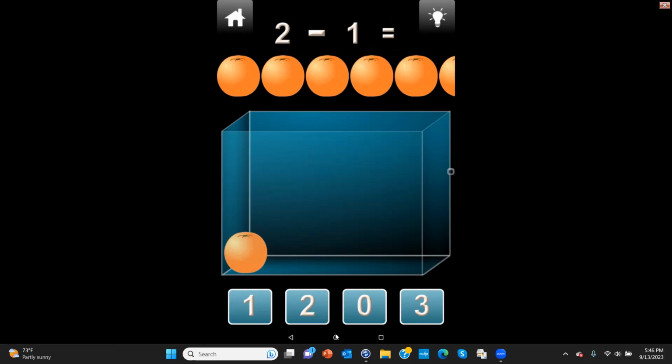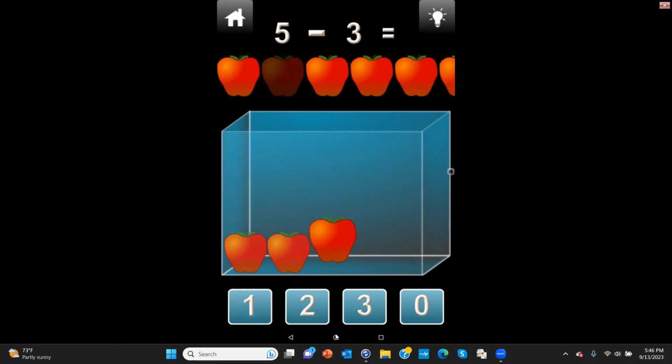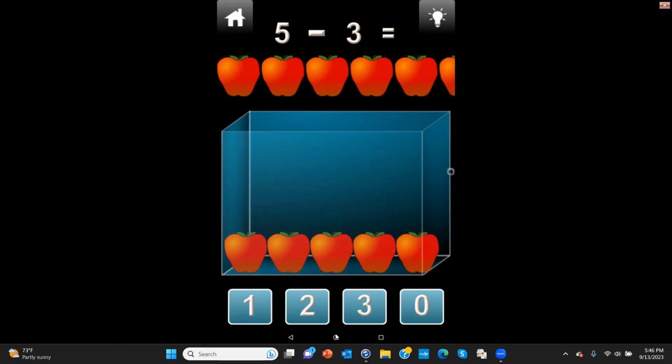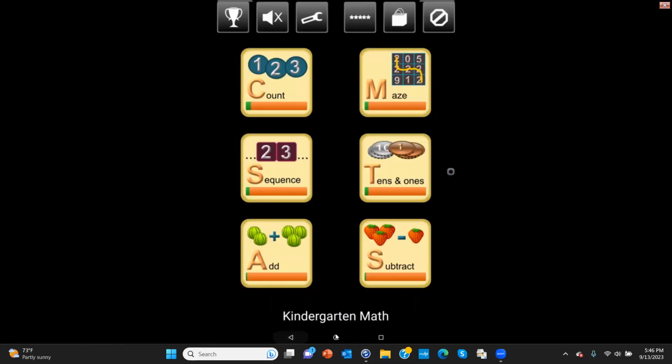So it takes you now to 5 in the box. Remove 3 apples. Count the apples in the box. This is 5 minus 3. Press the answer. 1, 2, 3, 4, 5. Take away 1, 2, 3. I'm left with 2. Okay, all right. Yes, sir.